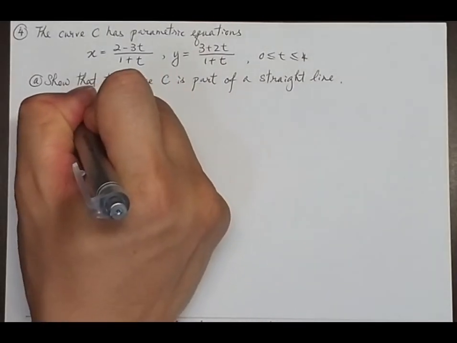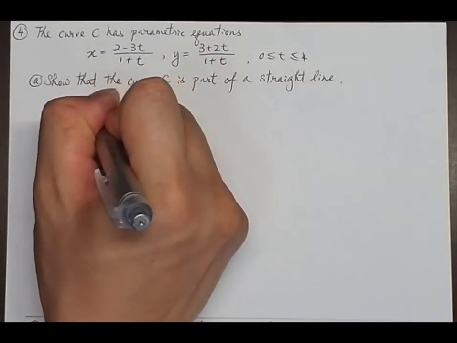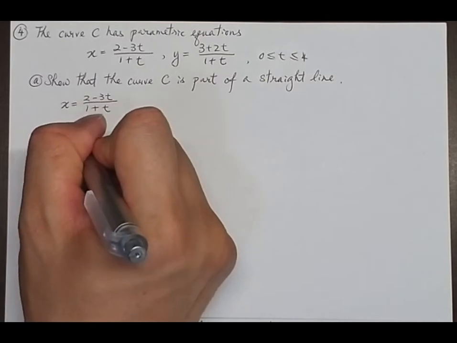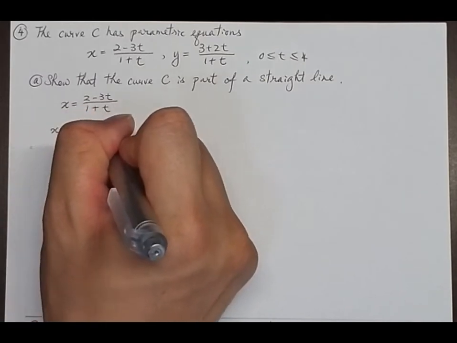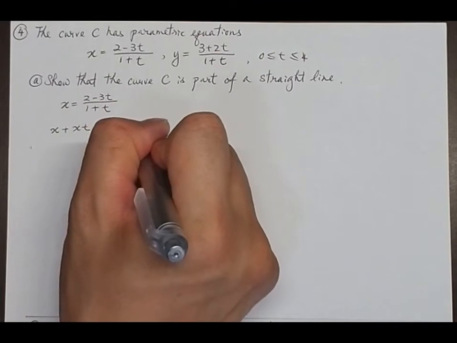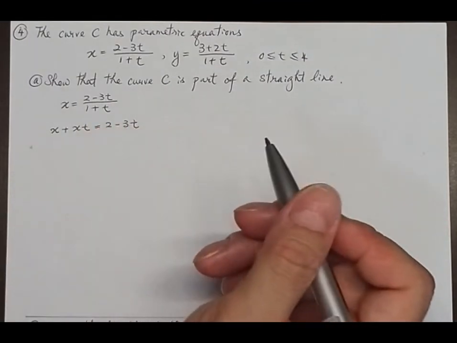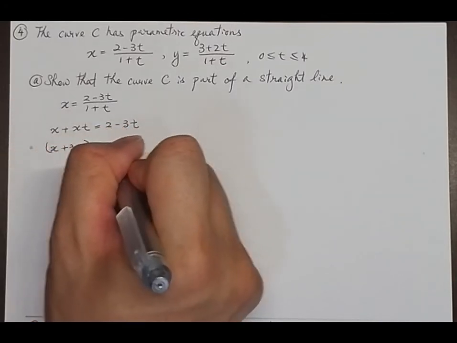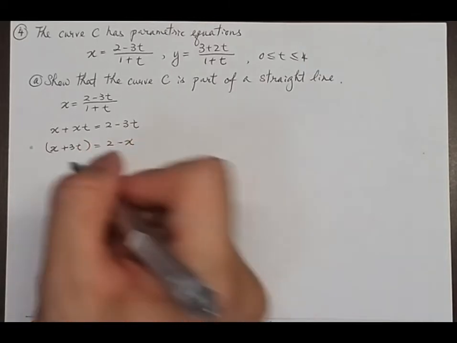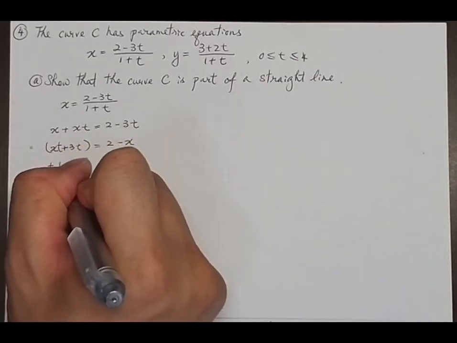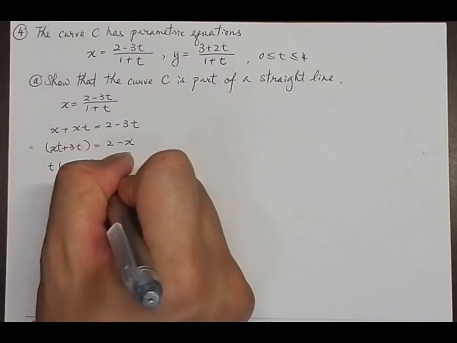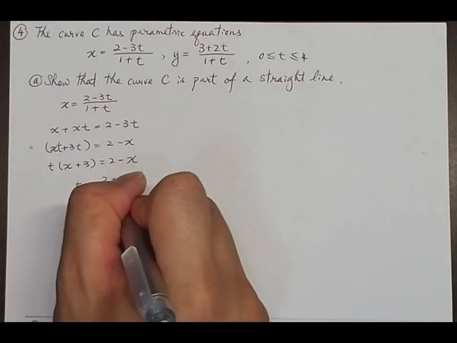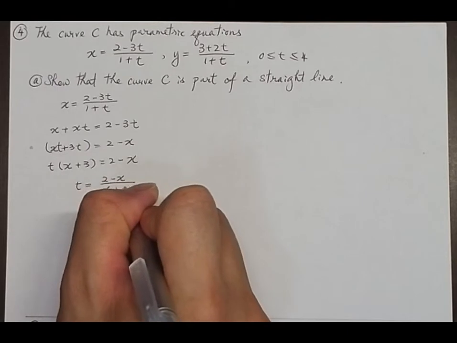We know that x is equal to 2 minus 3t over 1 plus t. And we cross multiply, we got x plus xt equal to 2 minus 3t. And we take all the t to the left-hand side, we got xt plus 3t is equal to 2 minus x. So we take the t out, we got t multiplied by x plus 3 equal to 2 minus x. So t is equal to 2 minus x over x plus 3.